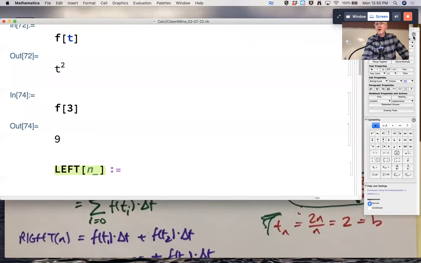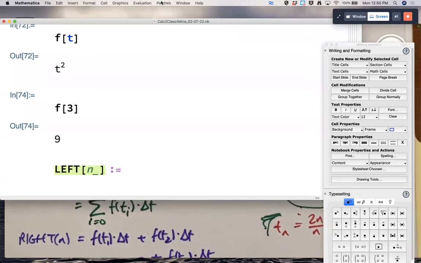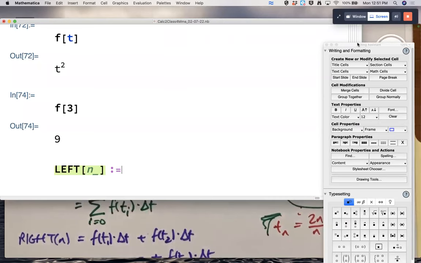How? Well, the summation sign is on the palette. I have the writing assistant here. You can get the palettes from the palettes menu. There are 3 of them, a basic math assistant, a classroom assistant, and a writing assistant. They all basically do the same thing, just organized a little differently. I usually use the writing assistant.